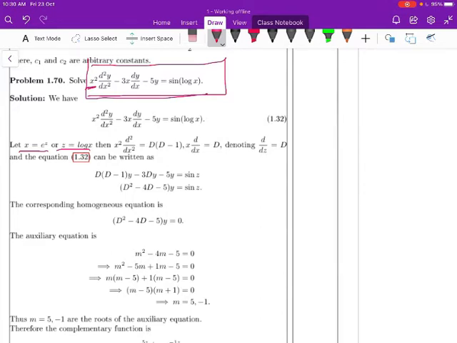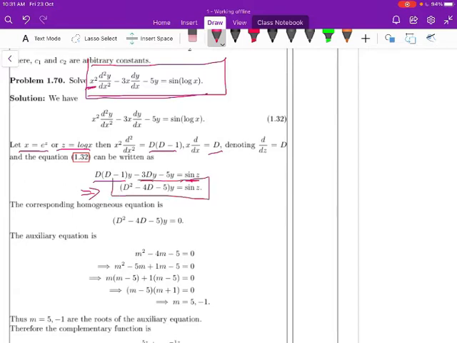So then x square d square by dx square can be written as, already you have seen, that is d into d minus 1. X into d by dx can be written as d. Using these, substitute these things into the equation 1.32. Therefore, we get d into d minus 1 into y minus 3 into dy minus 5y is equal to sine of log x is there. So, where log x is equal to z here, therefore, sine of z in the RHS. So, this implies d square minus 4d minus 5 into y is equal to sin z.